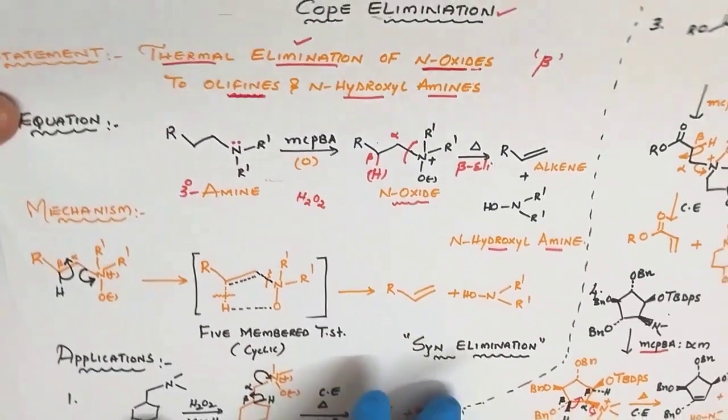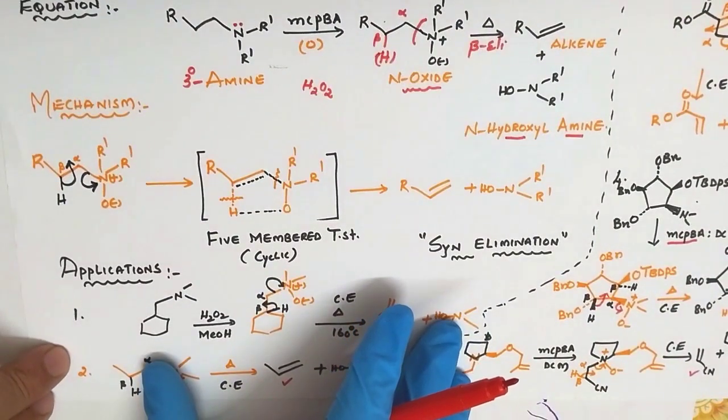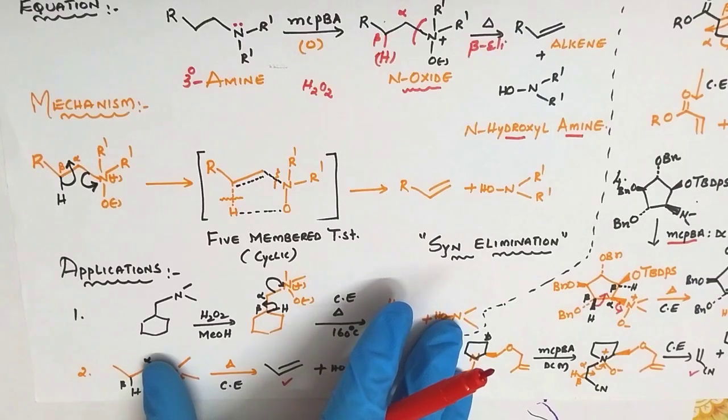If you see the mechanism, this mechanism is an example of the concerted mechanism. This is not the ionic mechanism. That means we cannot observe any kind of ions, carbocations, carbanions, free radicals.